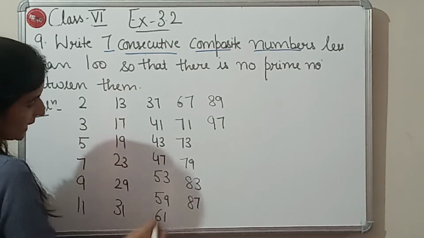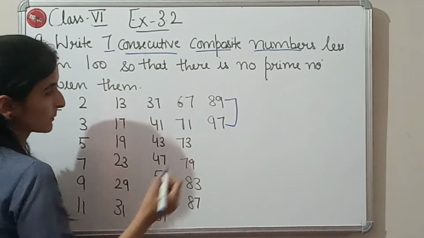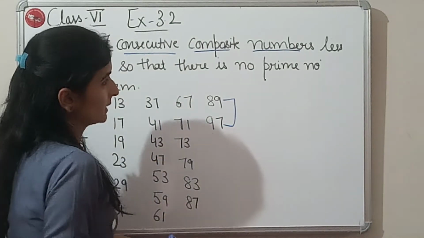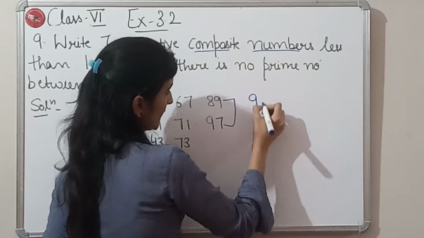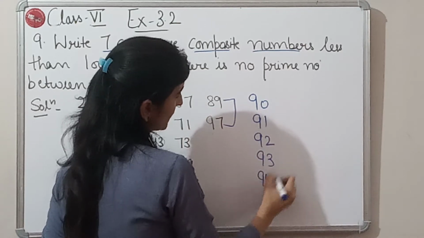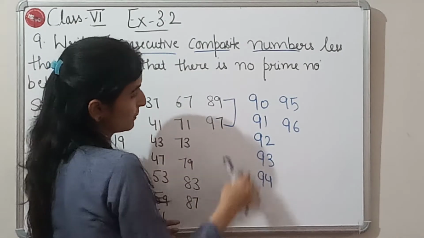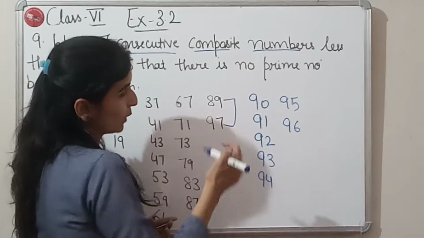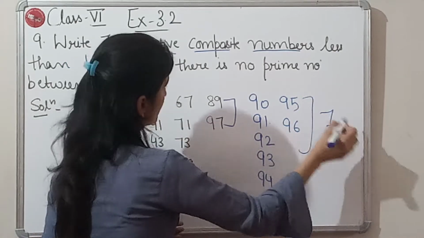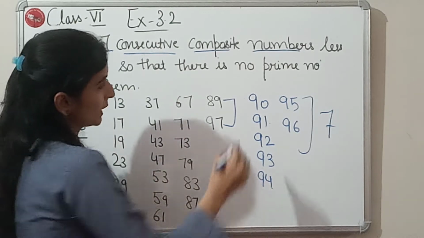So likewise, if I check among all these prime numbers, then let us take these two numbers, 89, 97. Between 89 and 97, how many composite numbers are there? 90, 91, 92, 93, 94, 95, 96. So these are the composite numbers between 89 and 97. Now count 1, 2, 3, 4, 5, 6, 7. Yes, so we have got 7 consecutive composite numbers here. Yes, so this is what we had to do.